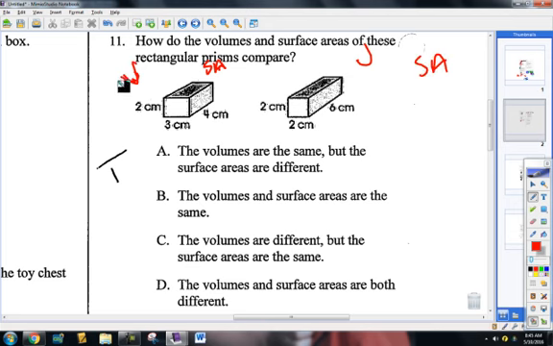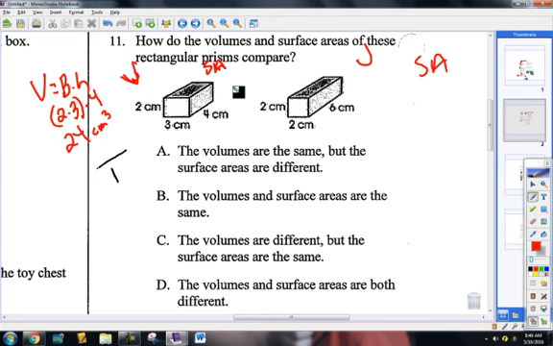3 times 4 would be 12 points. And then 13 would be the answer. So I didn't do that, but I think we all know you should have done this. I'm not going to count it wrong if you didn't in this case. So we know this would be 2 times 3 times 4. We know the volume of this one is going to be 24 centimeters cubed.